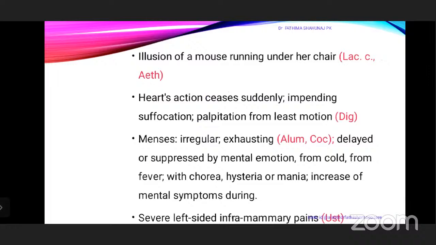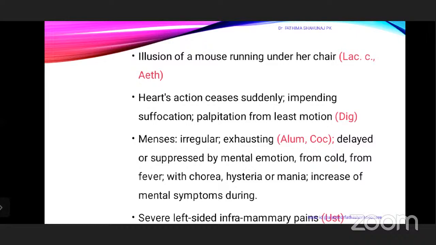Then the illusion of a mouse running under her chair. This is a common symptom; when we think about Actea racemosa, this symptom suddenly comes to our mind. This symptom is compared with Lachnanthes and Aethusa.